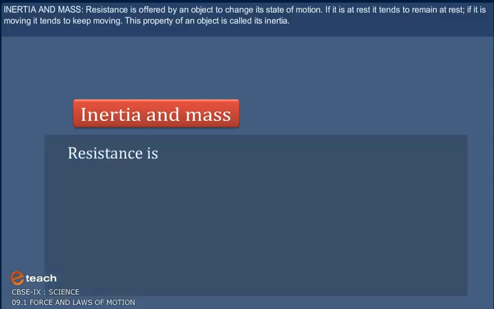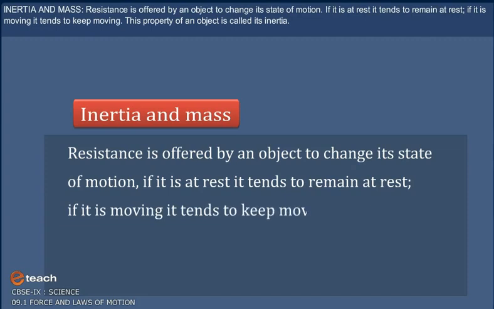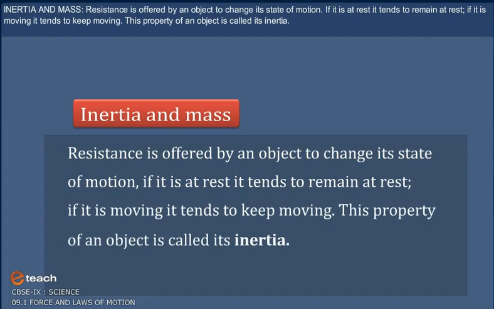Inertia and mass. Resistance is offered by an object to change its state of motion. If it is at rest, it tends to remain at rest. If it is moving, it tends to keep moving. This property of an object is called its inertia.